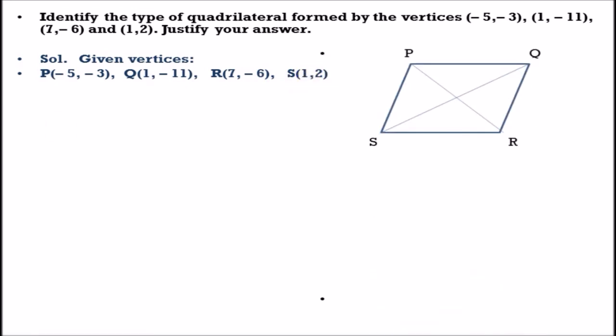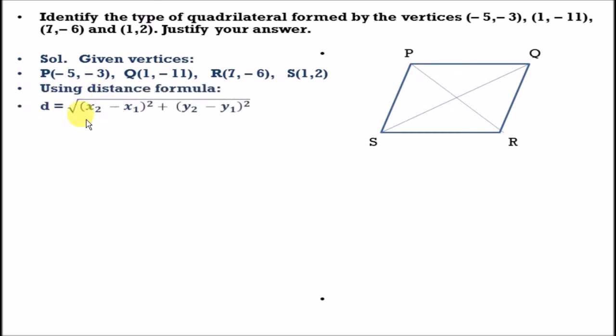Let us have a rough diagram as well. I suggest whenever the diagrams are not given, just draw a rough diagram, as it can give you an indication of which way to go or which are the sides and which are the diagonals that you need to find out. So now we have to use the distance formula. D is under root (x2 minus x1) whole square plus (y2 minus y1) whole square.